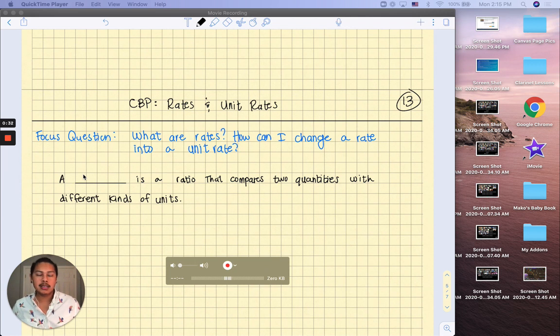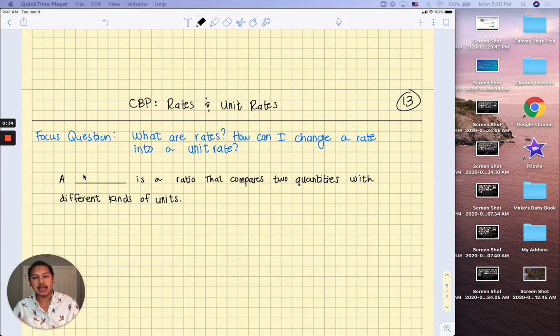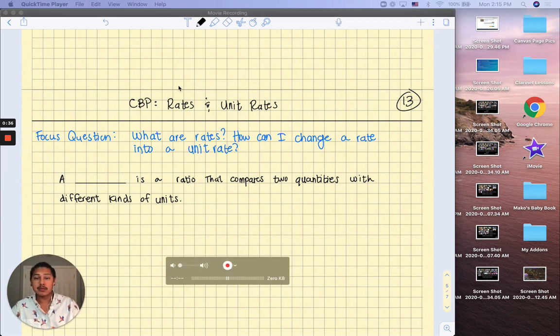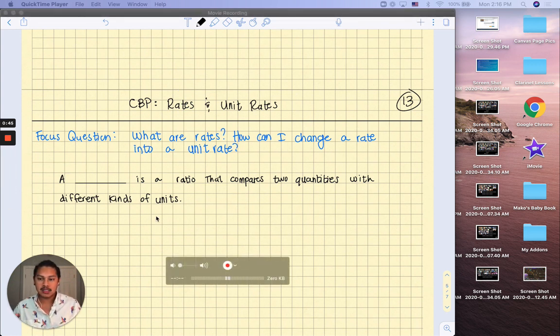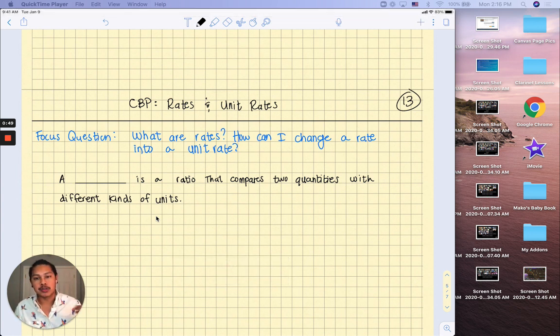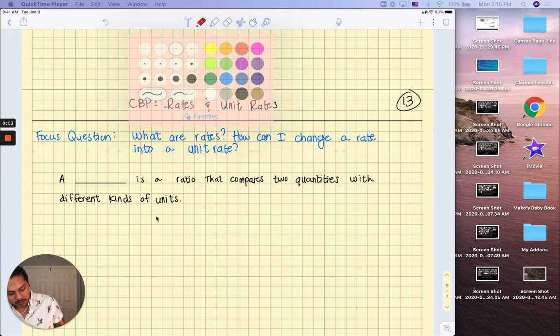All right, go ahead and copy down this sentence here. A blank is a ratio that compares two quantities with different kinds of units. Now, we talked about ratios in our last lesson, but this time we're starting to look at more specific ratios. And so this is actually our definition for the word rate.